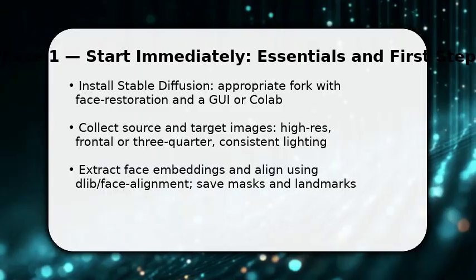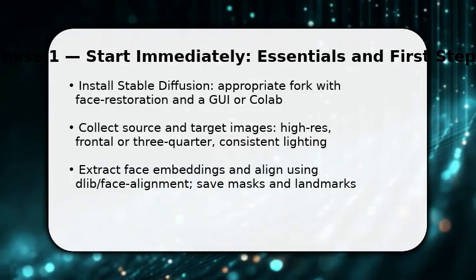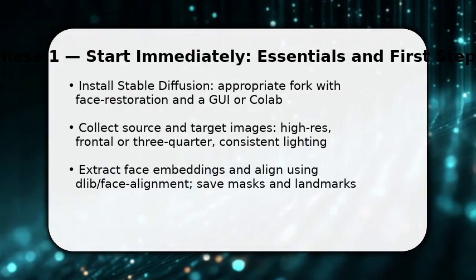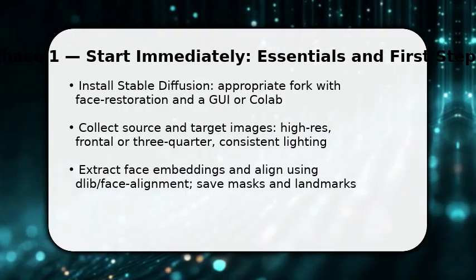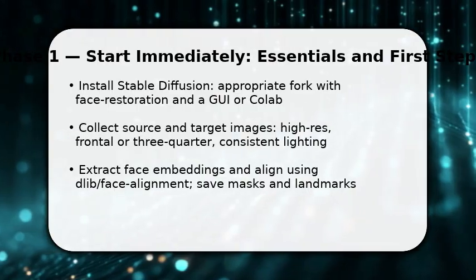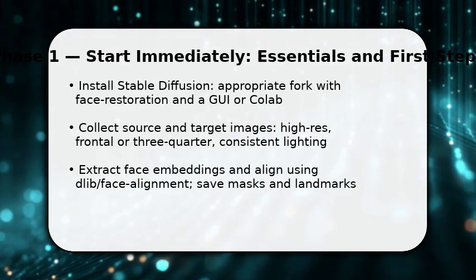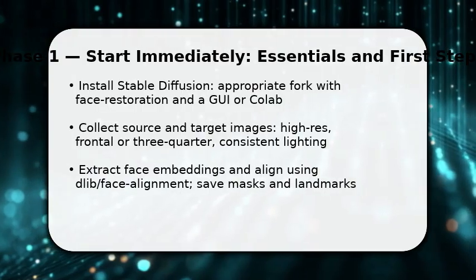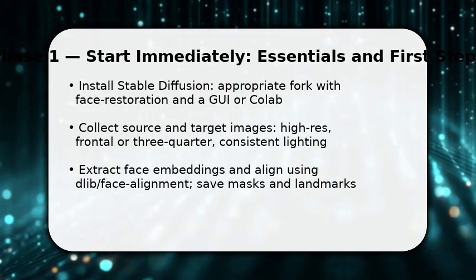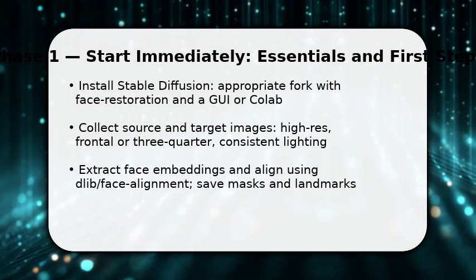Enjoy the video. You start by preparing assets and tools. Open your stable diffusion fork that supports face swapping and load the GUI or notebook. Next, import both source and target photos, choosing high-resolution frontal or slight angle shots so landmarks match. Run the face detector to extract embeddings and align faces. This produces masks, landmarks, and 512D vectors.